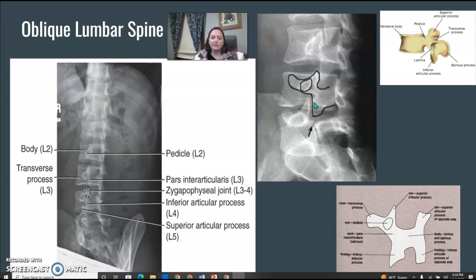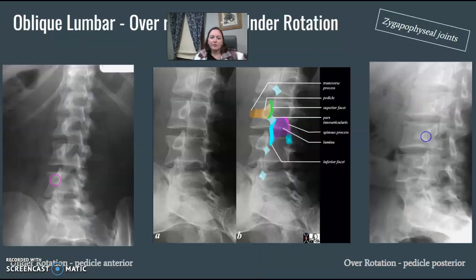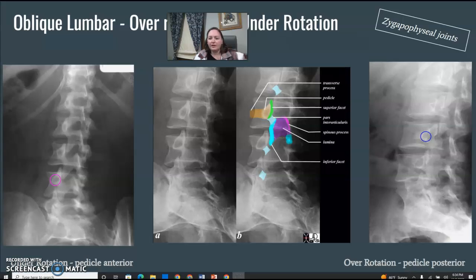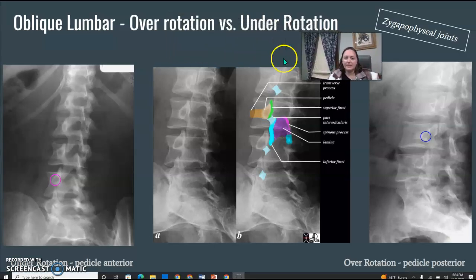We also want these pedicles near the middle of the vertebrae. We don't want them too anterior or too posterior, because that'll tell us we're not in a good oblique position. And so here are some examples of over and under rotation that you might see. Ideally, our pedicles, or our eyes, are in the middle.